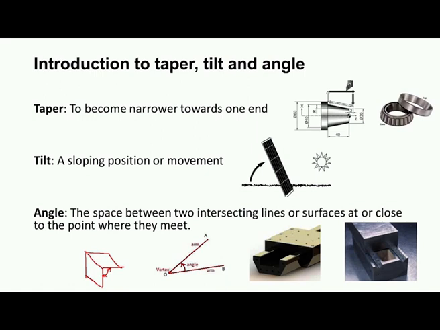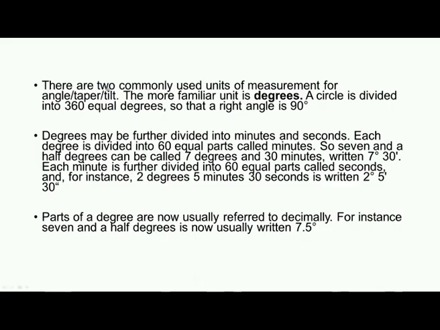You can see some examples here. We have a machine tool guideway. This is the slide and this is the guideway. We have sloping surfaces here. The inclination between these two surfaces is the angle. Similarly, we have a sloping surface here and we have a flat surface. The inclination between these two surfaces is some angle, and this angle, tilt and taper are normally measured in terms of degrees or radians.